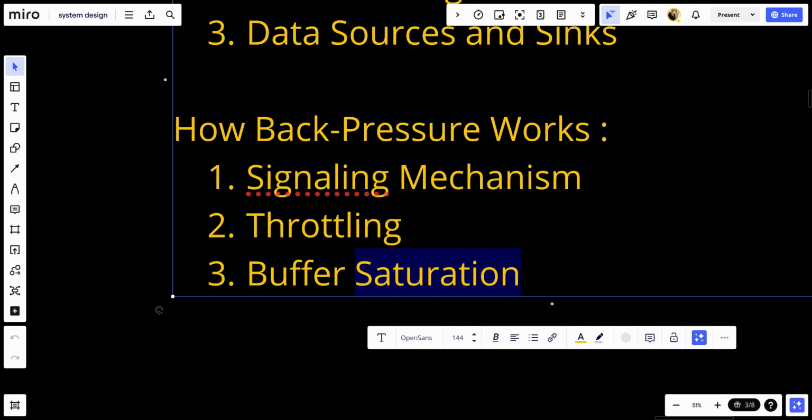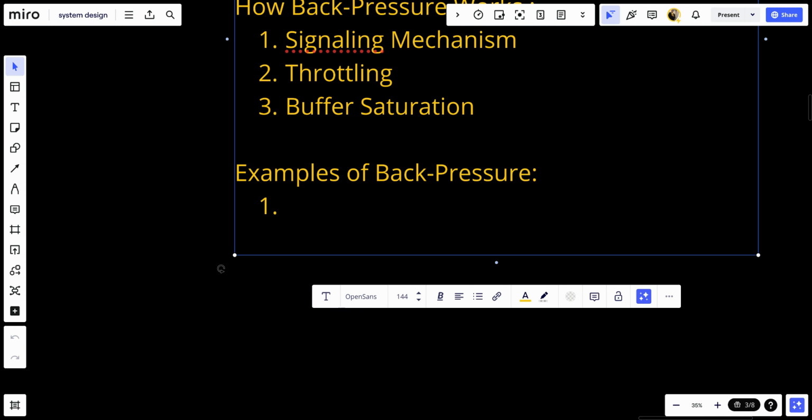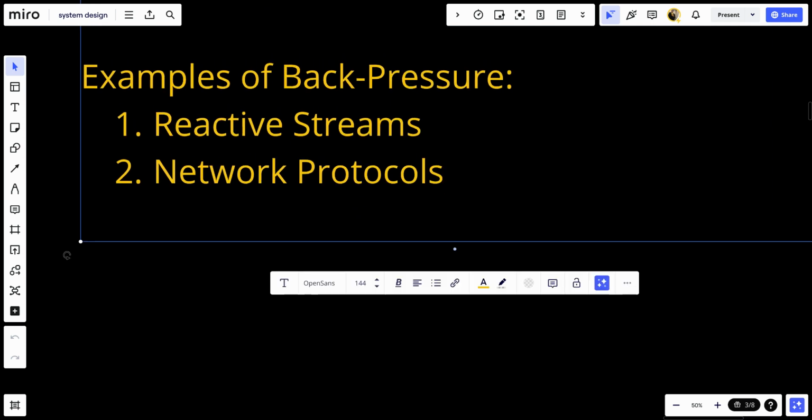So let's talk about some examples of back pressure. The first one is reactive streams. In reactive programming, back pressure is a core concept. Libraries and frameworks like ReactiveX and Project Reactor provide built-in back pressure support to handle data flow efficiently. Number two, network protocols. TCP/IP uses back pressure mechanisms like sliding windows to manage the flow of data between sender and receiver, ensuring that the sender does not overwhelm the receiver.